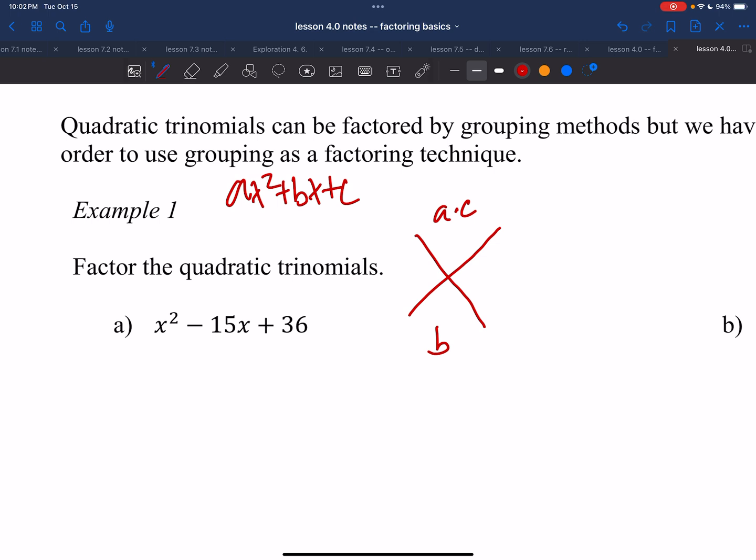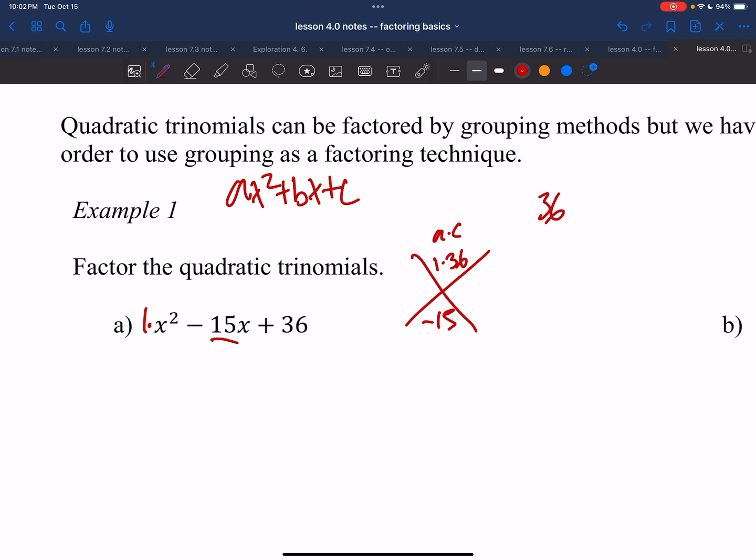And the goal is to find 2 numbers which multiply to get the top, but add to get the bottom. And so here's how this works. With this example, it's 36, so A times C is 1 times 36, that's just 36, and the B value is negative 15. So now it's time to brainstorm. You've got the number 36.